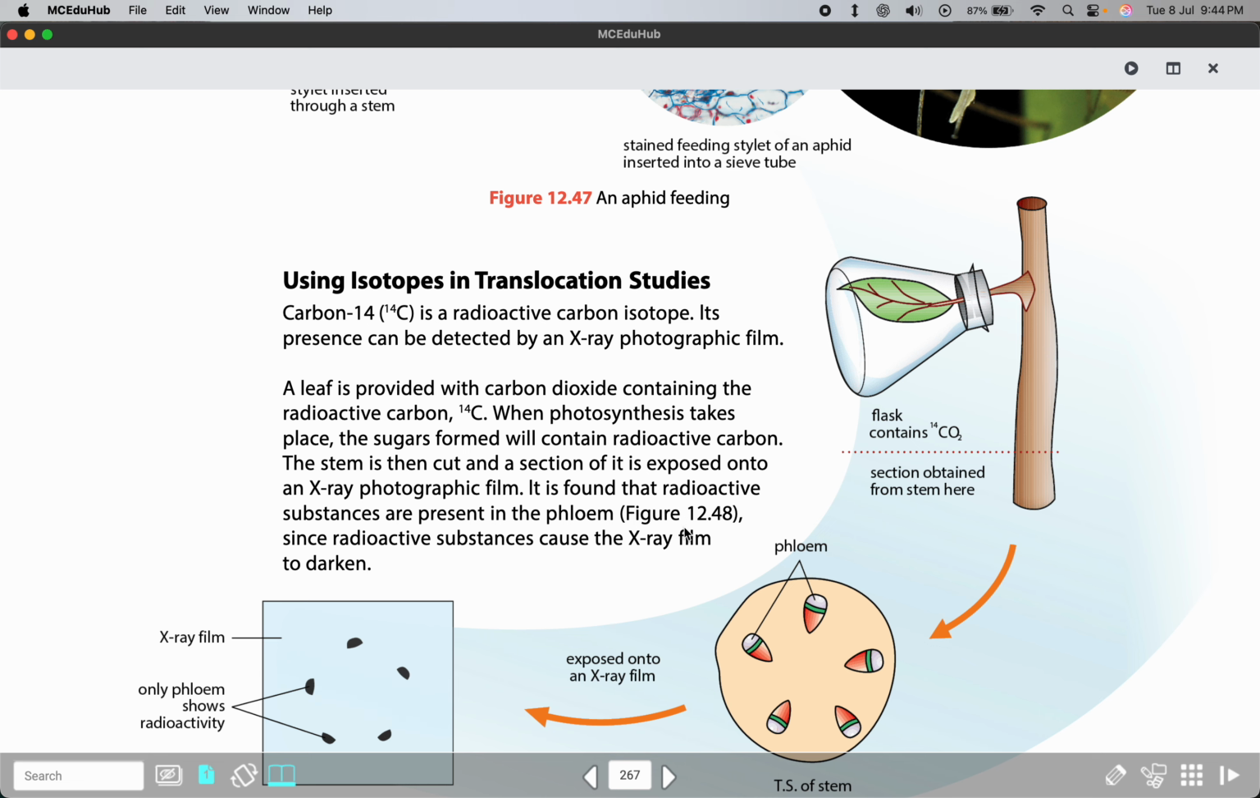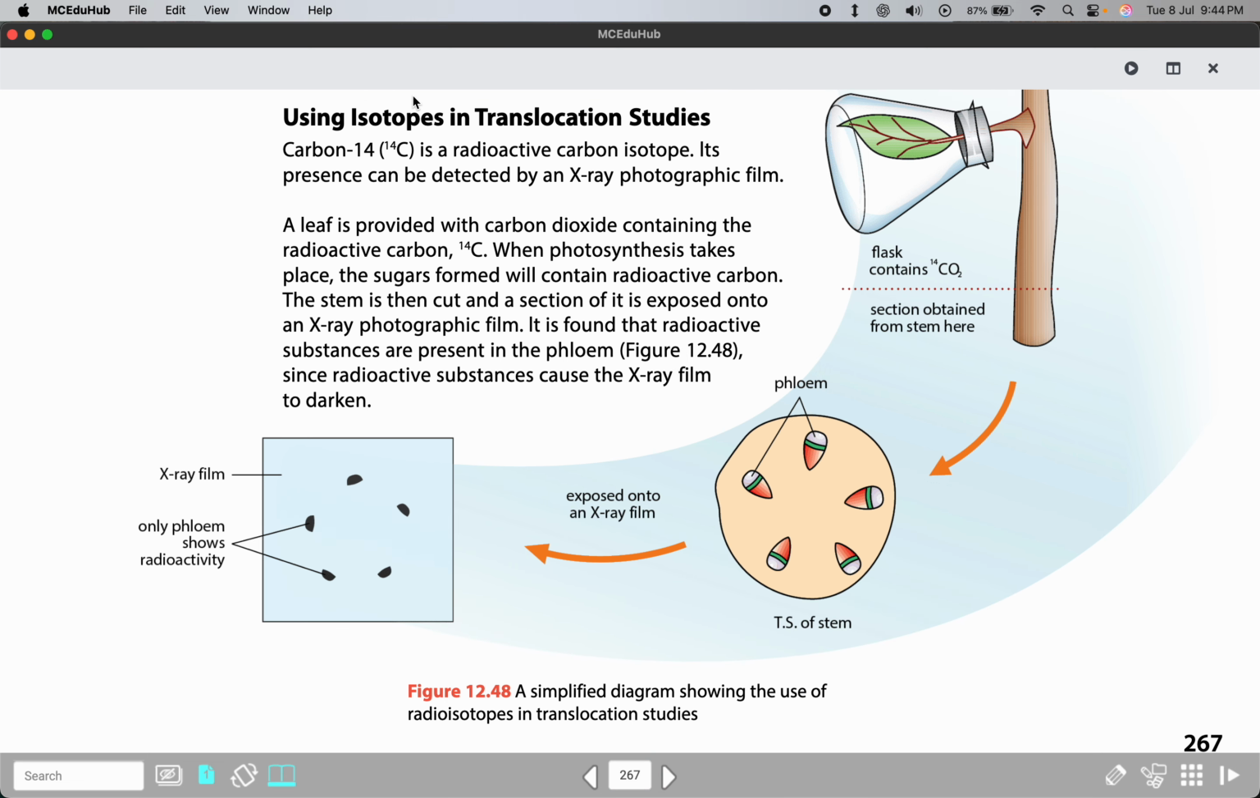Okay, the third translocation study is called using isotopes. Now, an isotope is basically kind of like an element, but it usually contains extra neutrons. So let's say for carbon, normally carbon has 6 neutrons. Oh my gosh, my chemistry. Okay, yeah, 6 neutrons, or a total of 12. In the nucleus of the carbon, there should be 6 protons and 6 neutrons. But in this special carbon-14, it has an additional 2 neutrons.